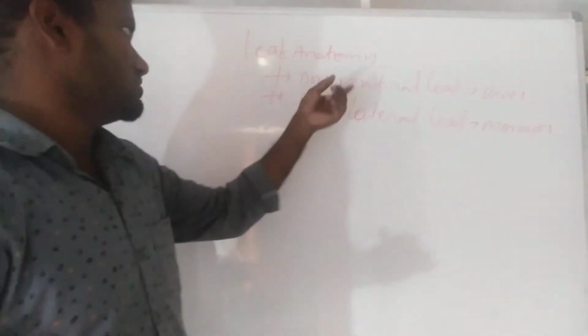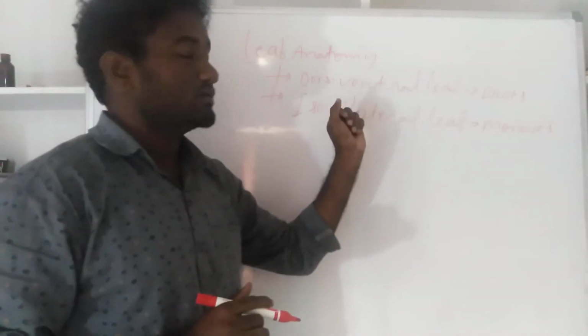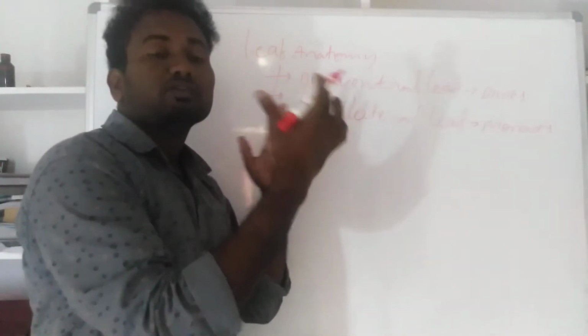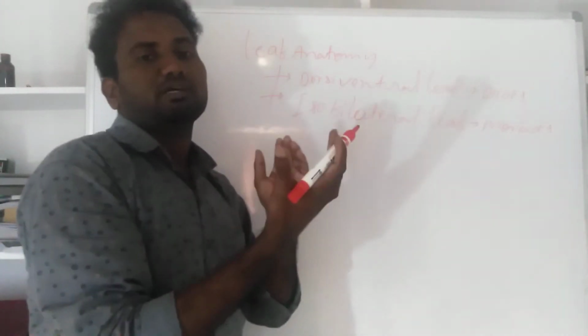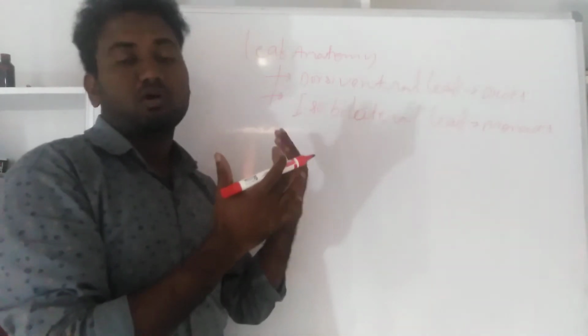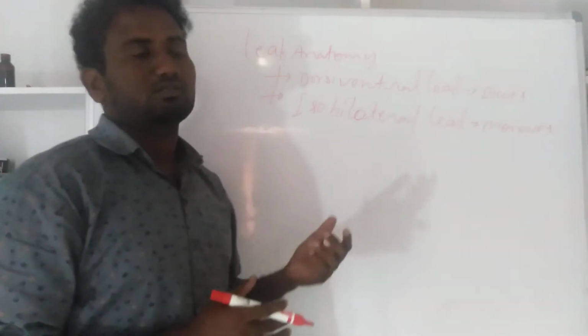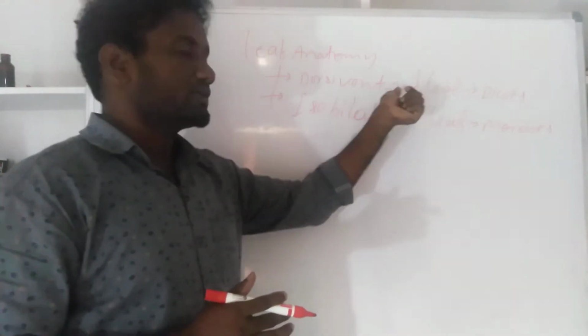Why is it called a dorsiventral leaf in a dicot? Because the leaf is differentiated into a dorsal side and a ventral side. Both are not similar, morphologically and anatomically. There is a difference, and that's why it is a dorsiventral leaf.